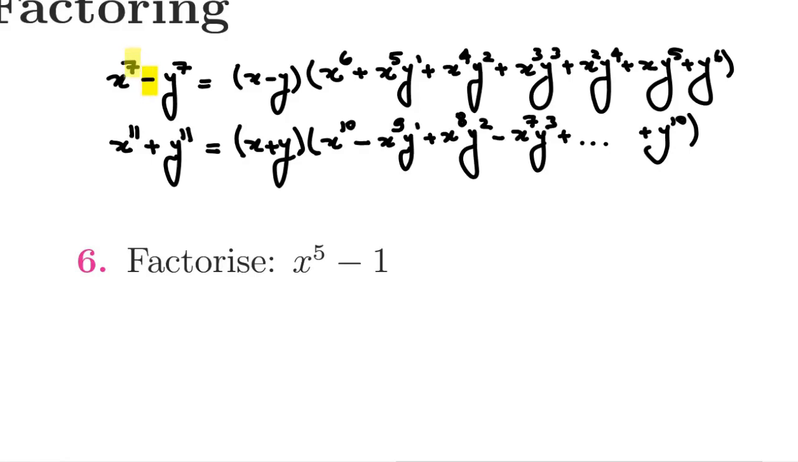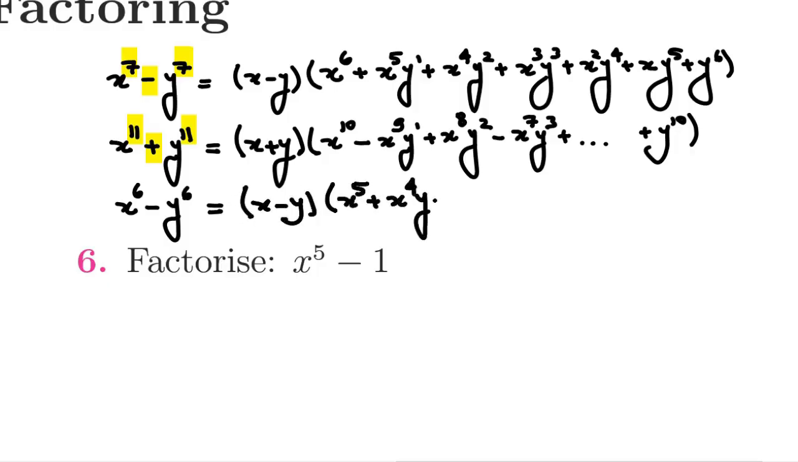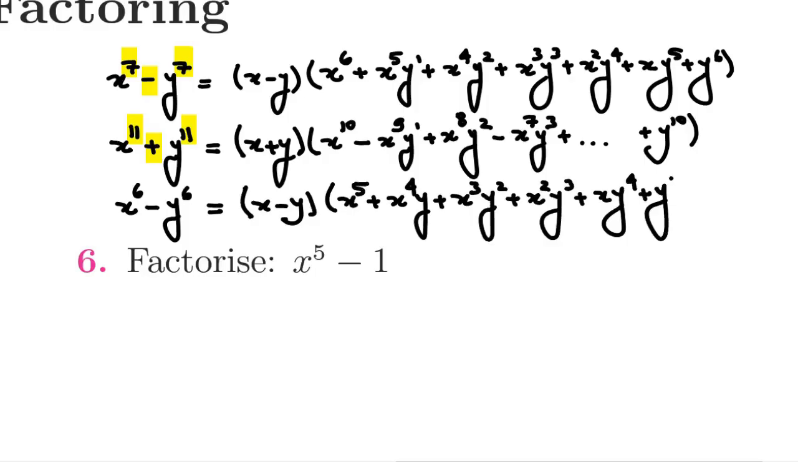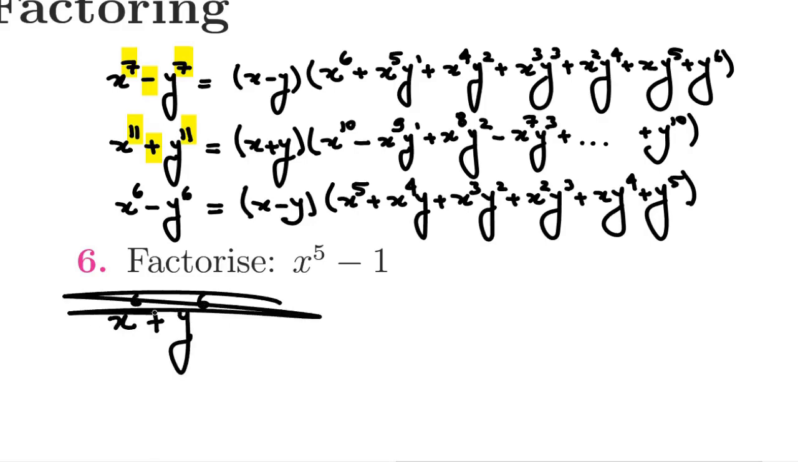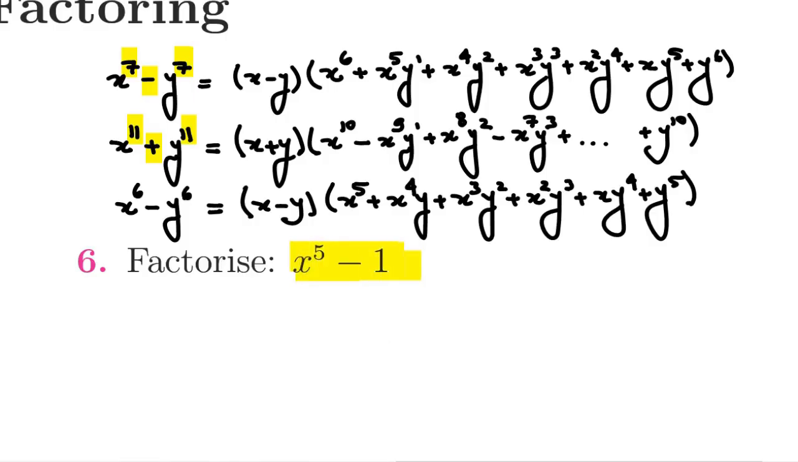So if there's a minus sign in between and the exponents are odd, it expands like this. If there's a plus sign in between and the exponents are odd, it expands like this. If there's a minus sign in between and the exponents are even, this can also be expanded. X minus y, x to the power of 5, x to the power of 4 times y, x to the power of 3 times y squared, x squared times y cubed, x to the first power times y to the fourth, and y to the power of 5. But if there's a plus sign in between and the exponents are even numbers, then you need to do some addition or subtraction, just like we did earlier.